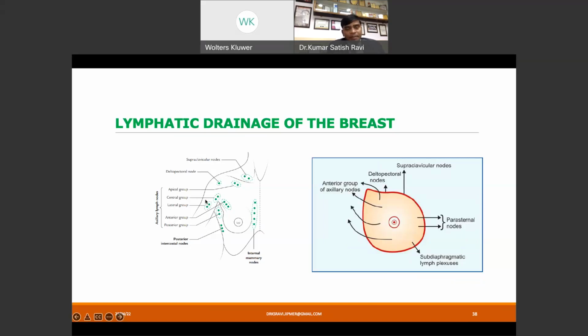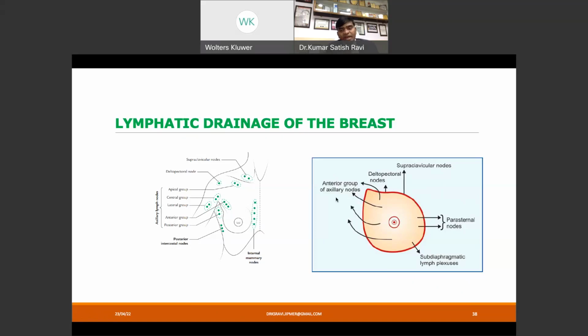Now, from the lateral quadrants, the lymphatic drainage will be towards the anterior axillary or pectoral nodes, whereas from the medial quadrants, there will be drainage towards the internal thoracic group, or the internal mammary nodes. In this diagram, you can see the parasternal nodes. Towards the lateral quadrant, it goes to the anterior group of axillary nodes. A few lymph vessels will drain into the posterior intercostal nodes.